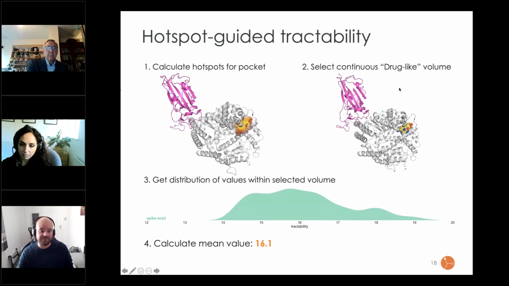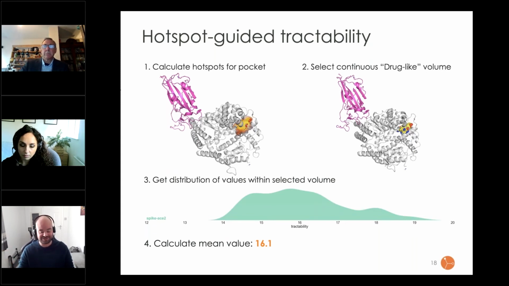And once you've selected this volume, you can see the distribution of grid point scores within that volume, and just use the mean value of that to give you a score for its tractability. And the nice thing here as well is that there's really not that much training data for structure-based druggability methods, and the negative data is really hard to prove.